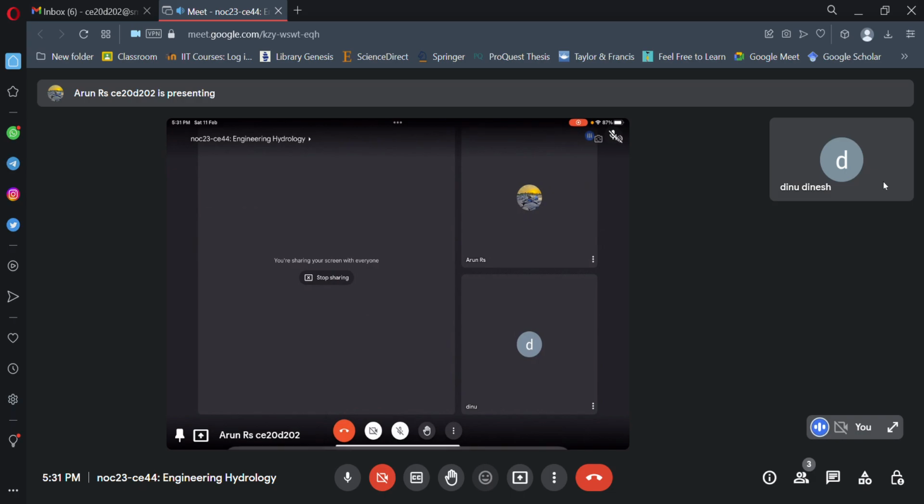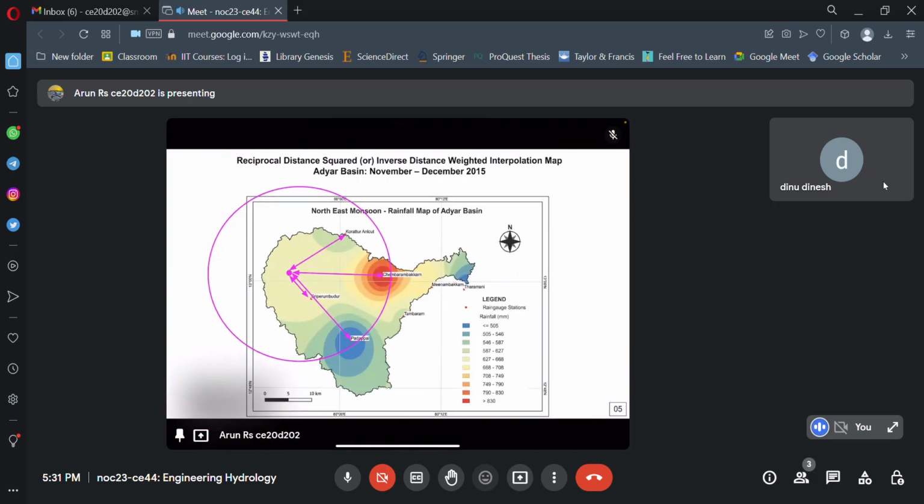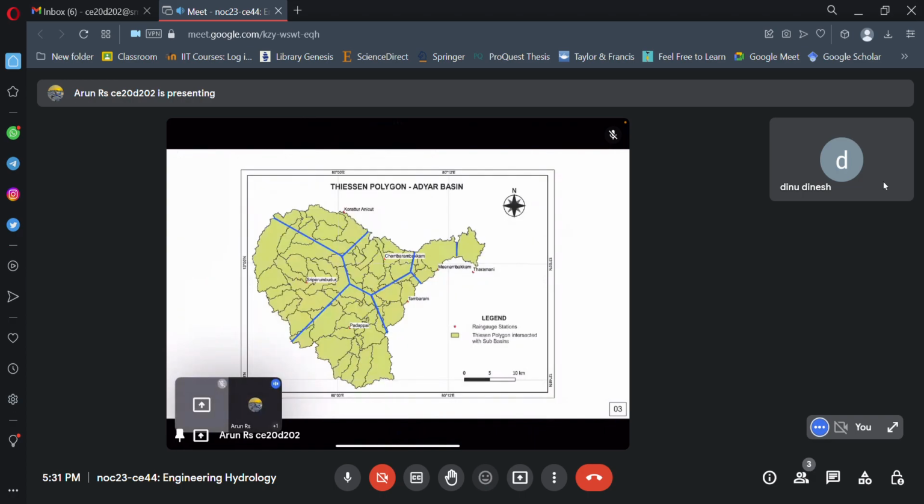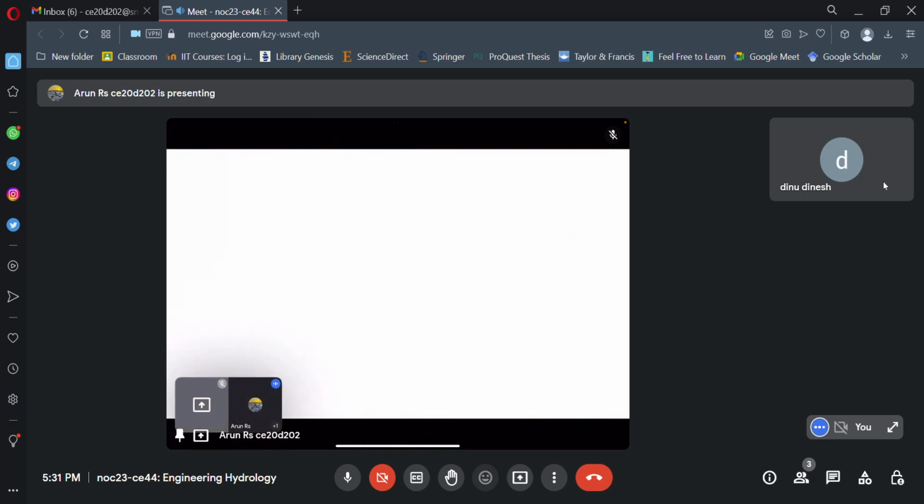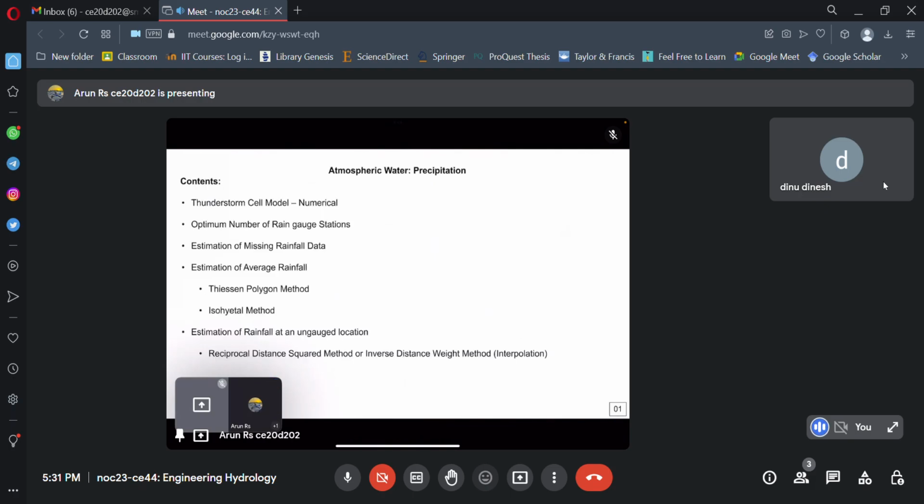In this session, we have seen the following contents. We have solved a thunderstorm cell model numerical, then how to determine the optimum number of rain gauge stations, then how to estimate the missing rainfall data using the arithmetic mean method or the normal ratio method. Then we have seen how to draw a Thiessen polygon, then how to find the average precipitation using the isohyetal method, and a small example for the inverse distance weight method.